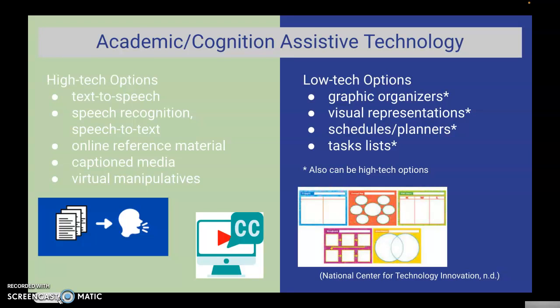Some of the high-tech options in the area of academics include text-to-speech, speech recognition, speech-to-text, online reference material, caption media, and virtual manipulatives. There are also some low-tech options such as graphic organizers, visual representations, schedules and planners, and task lists. These can also become high-tech options if they're in a computer or other tablet or device that students can use that way.